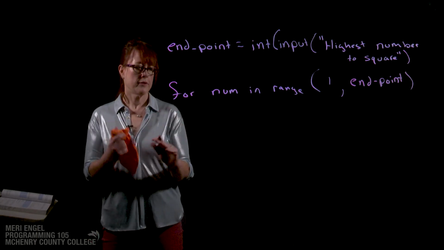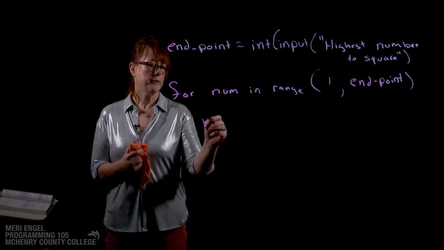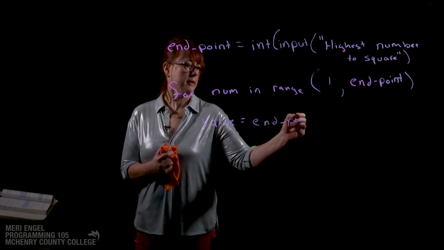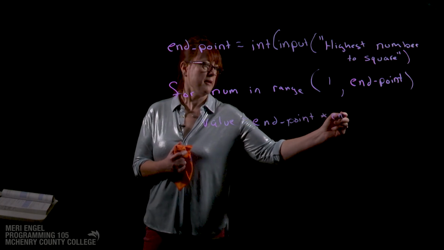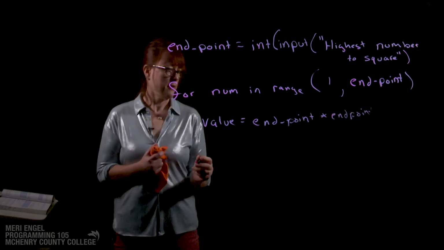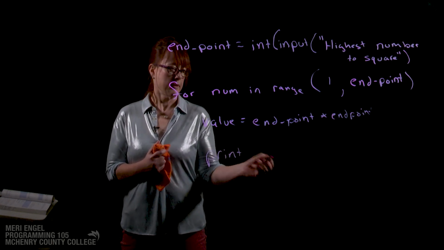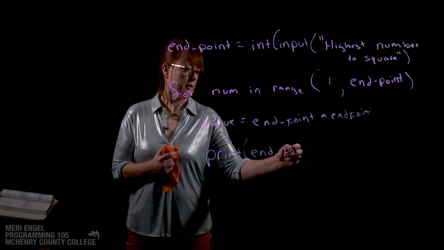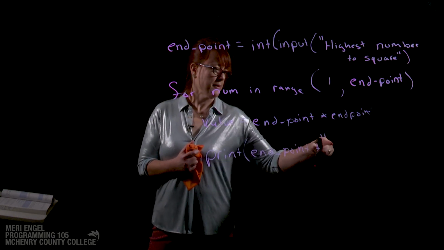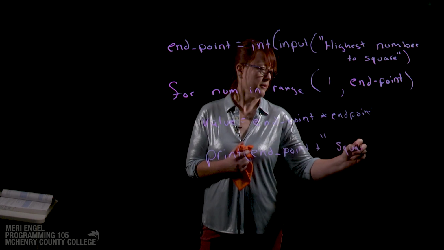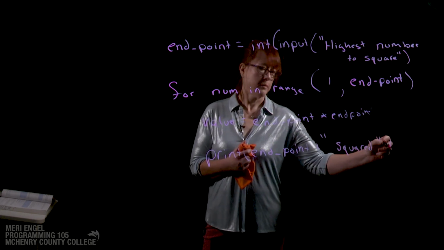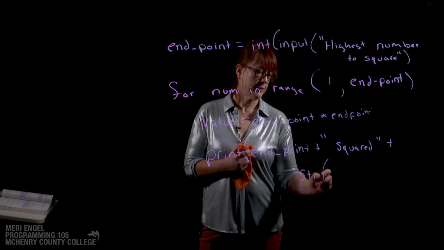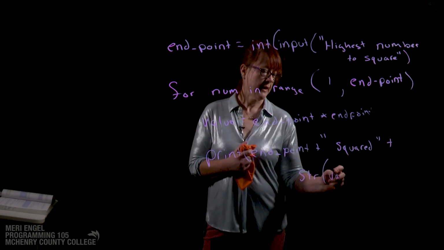We can then do this where we have value equals end point times end point, and we could print end point plus space squared, space afterwards, plus, and since it's a number, we're going to have to convert it, str, that's converting it to a string so we can concatenate it, value.